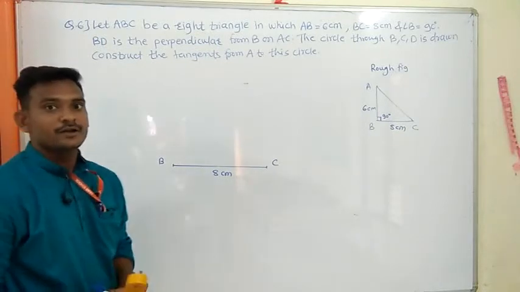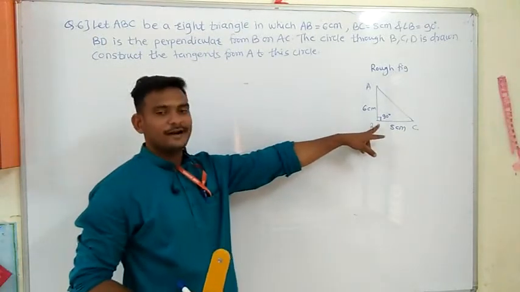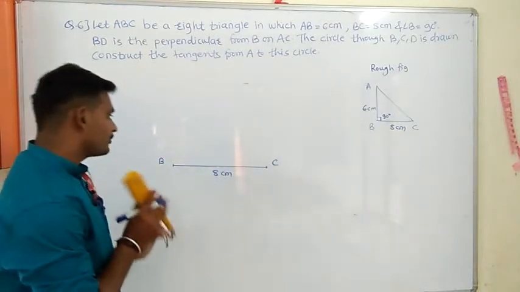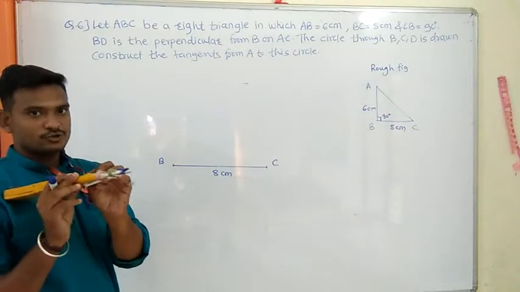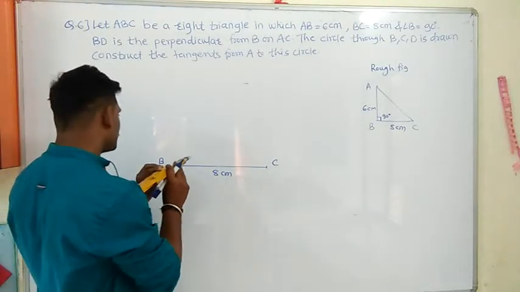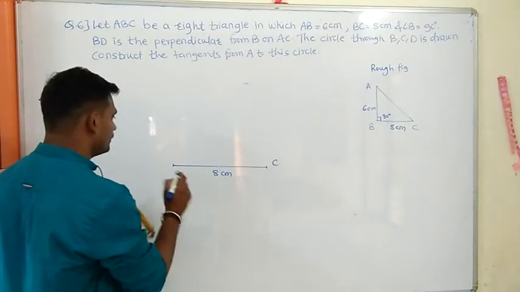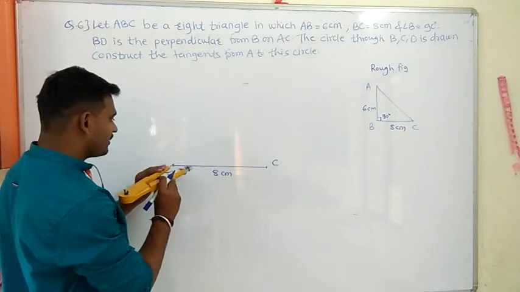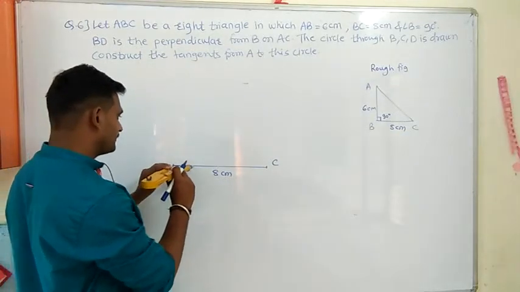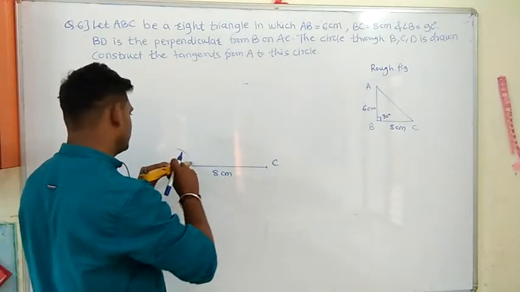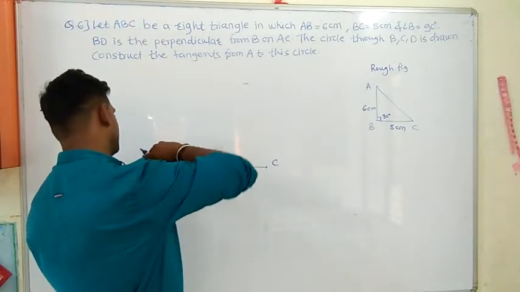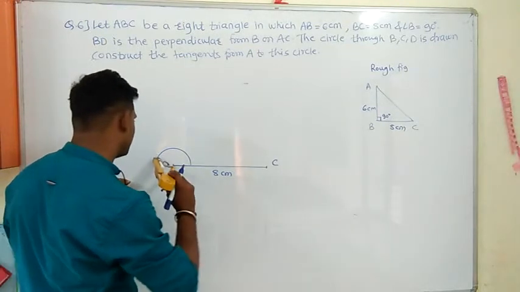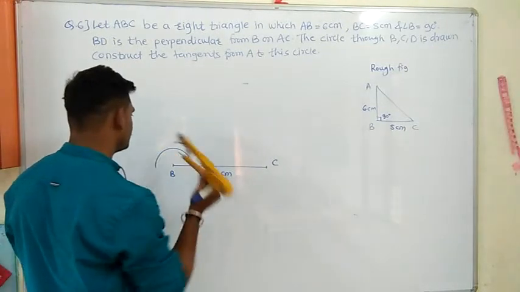If you have a protractor, you can draw the 90 degree angle directly by marking it with the protractor. I don't have a protractor, so I will use the compass to draw the 90 degree angle. See here, with the help of a compass, how to draw a 90 degree angle? First we have to take any distance in the compass and draw a semicircle. With this compass, I have drawn a semicircle.